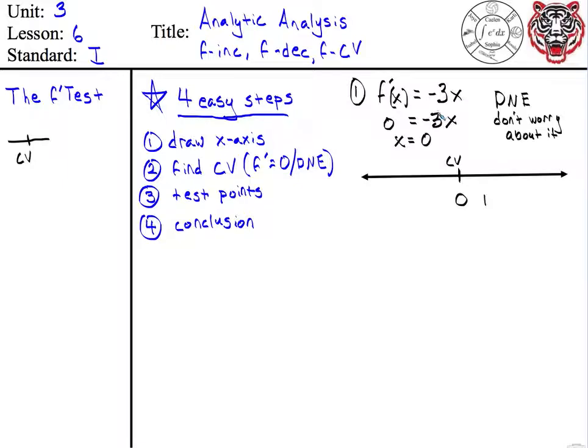Negative. Negative. So when f prime is negative, is that increasing or decreasing? Decreasing. Let's label that. Decreasing.